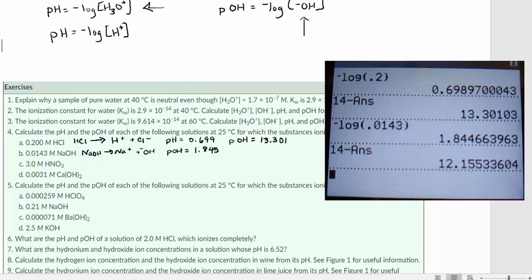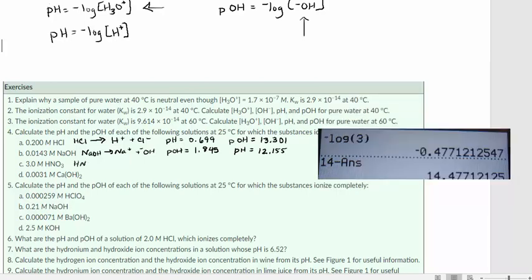And then my pH would then be 14 minus that value. I get 12.155. For C, I have an acid. So here I have nitric acid. That's going to dissociate, so I have my hydrogen ions and my nitrate anions.